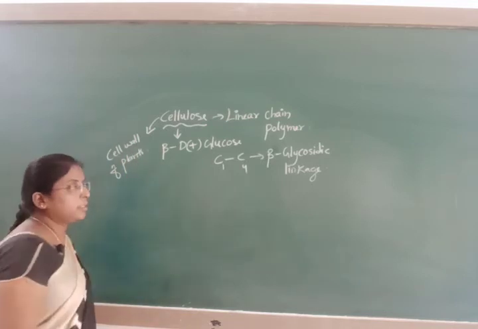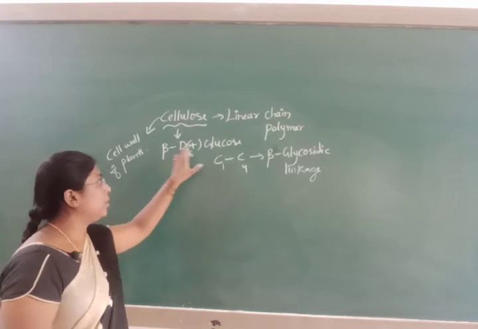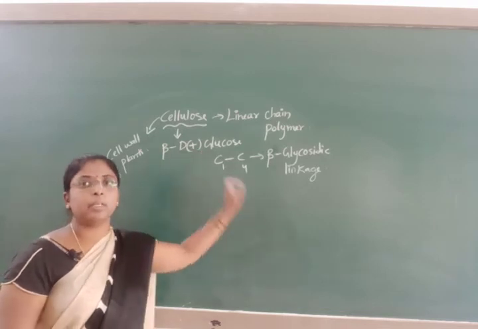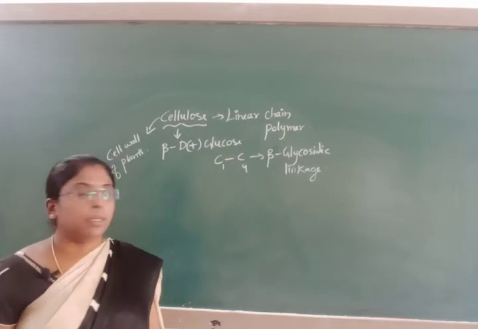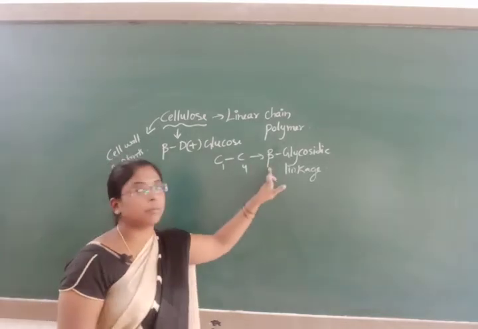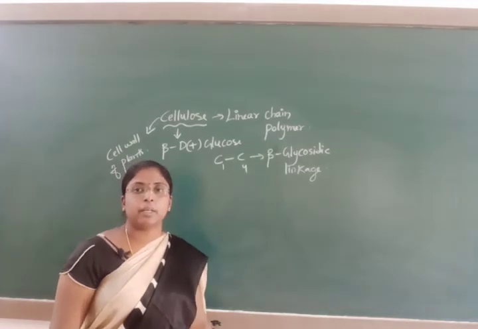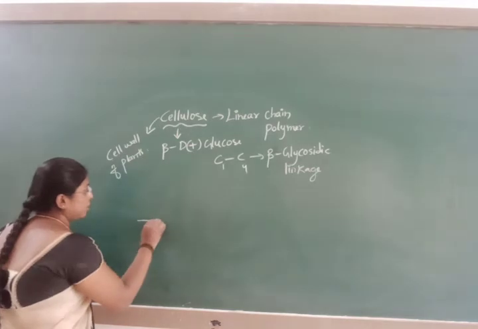It is a linear chain polymer. Its monomer is beta D plus glucose units. Beta D plus glucose units are joined together by C1C4. Since they are made up of beta D glucose, what type of linkage will it form? Beta glycosidic linkage. Let us see the structure here.